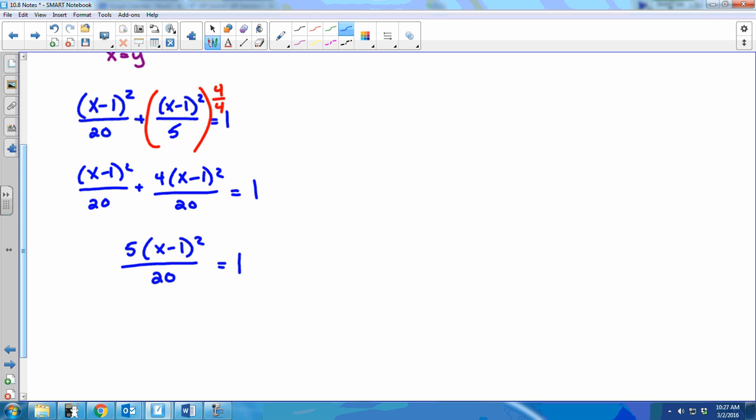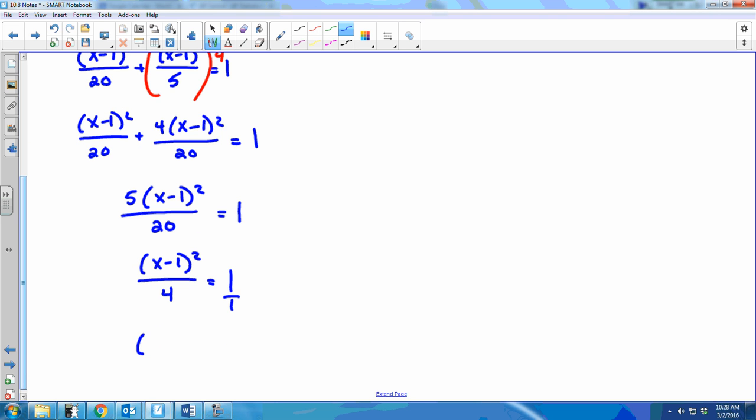All right, I'm trying to solve for x. So again, there's two ways you go from here too. What would you like to do next? You could reduce. We can do that. 5 goes into 20 4 times. Then multiply by 4, right? We're cross multiplying because I want to get rid of the denominator. I'm trying to solve for x. So I get (x minus 1) squared equals 4.